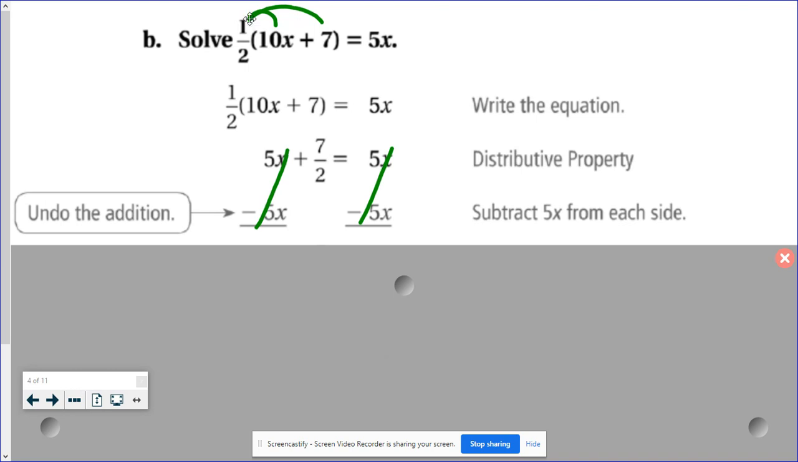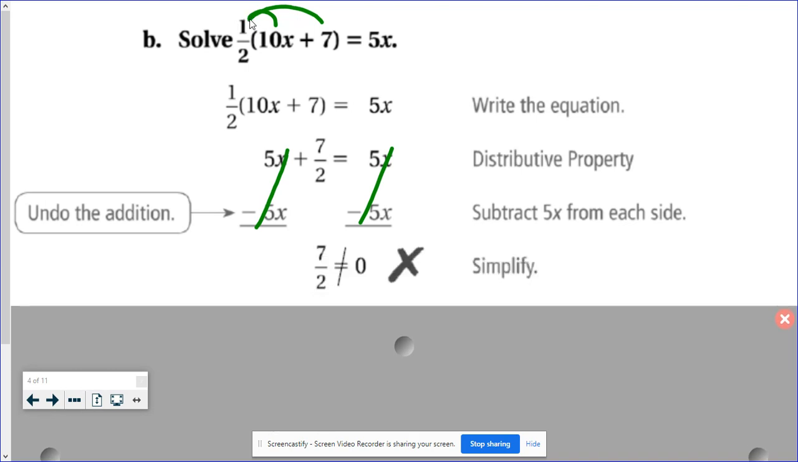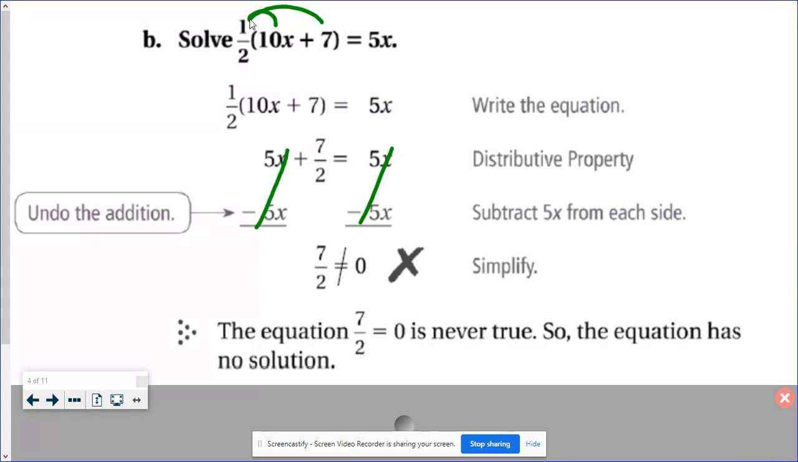But again, that's going to cancel out and that's going to cancel out. So what I'm left with is that 7 over 2, or 3.5, is equal to 0. But it's not. That's not a true statement. So again, we are going to get no solution for our answer on that.